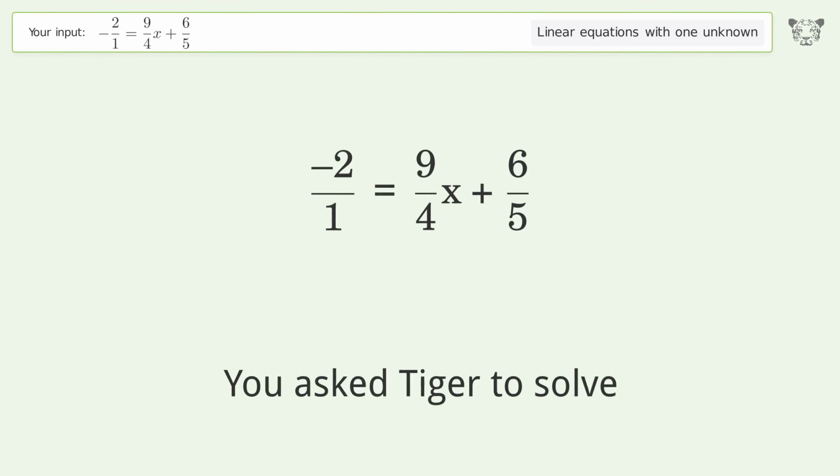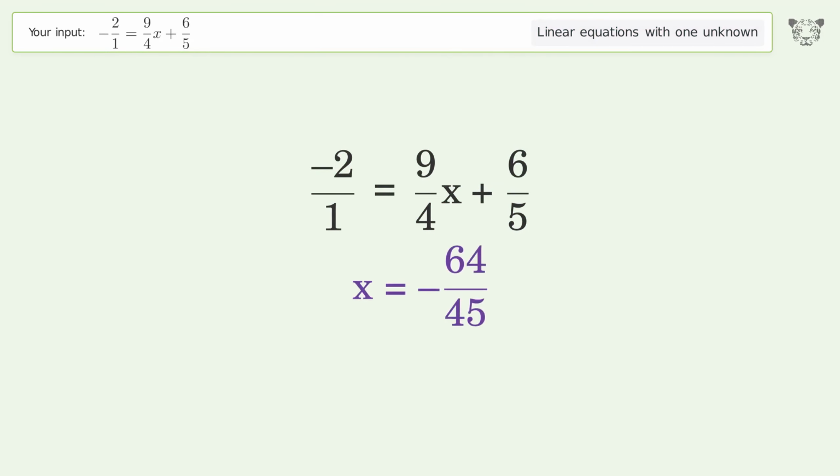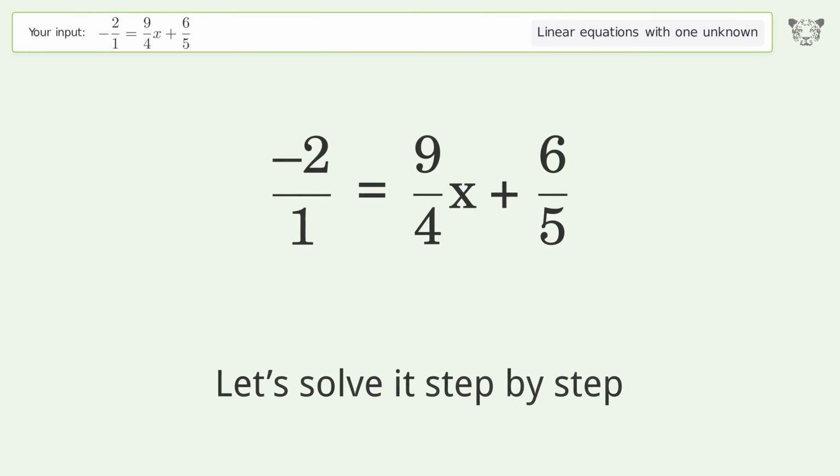You ask Tiger to solve. This deals with linear equations with one unknown. The final result is x equals negative 64 over 45. Let's solve it step by step.